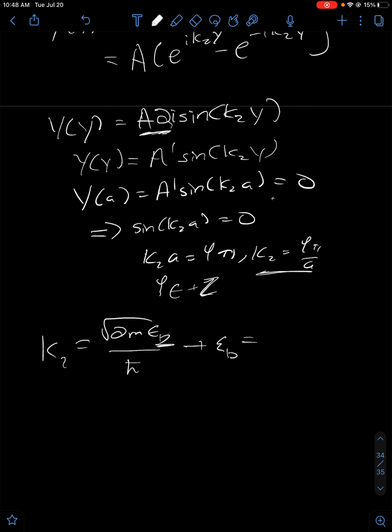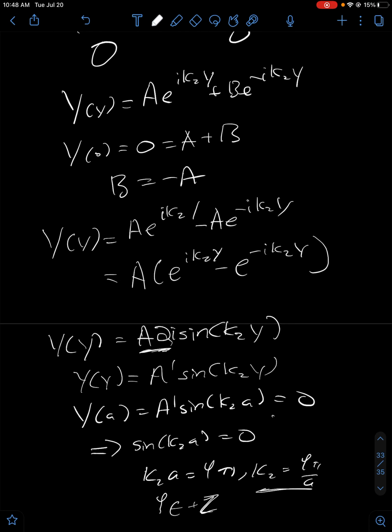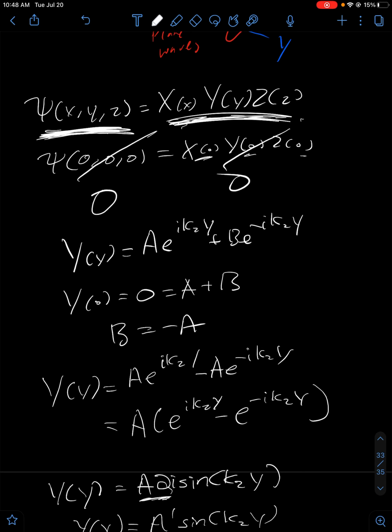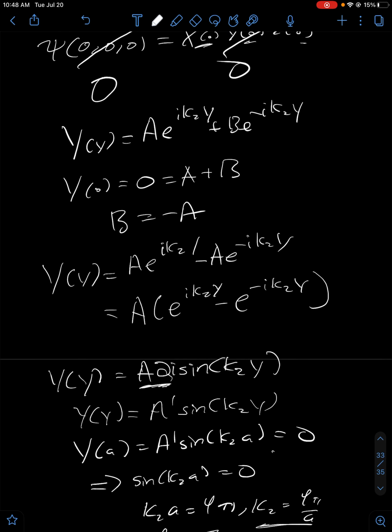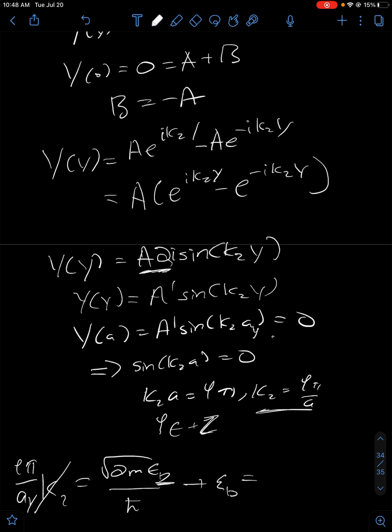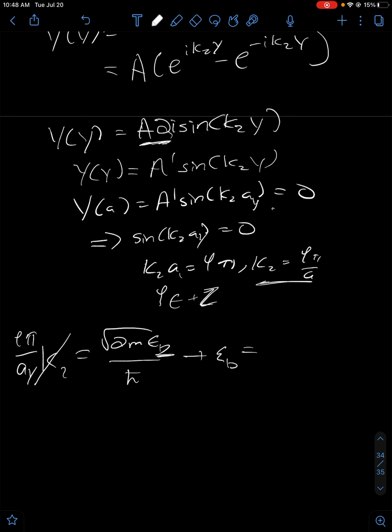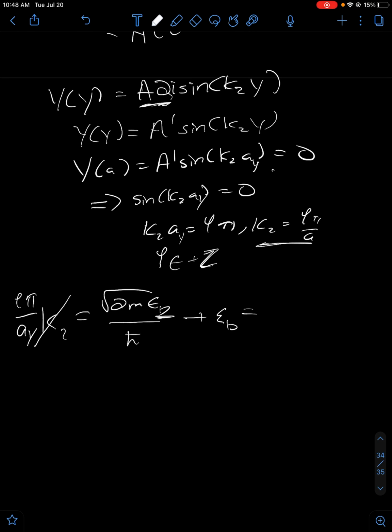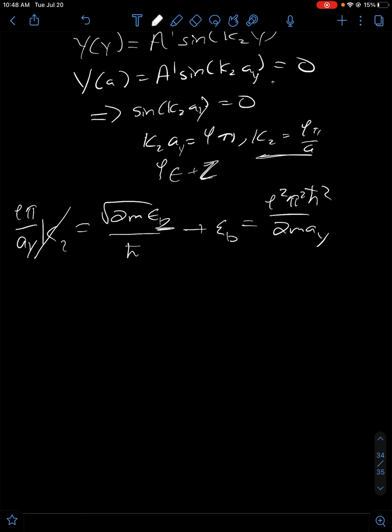So epsilon b would be, once we actually plug in k as L pi over ay. By the way, I forgot to mention, but this should be ay that we plugged in instead. So we get epsilon b is L squared pi squared h bar squared over 2m ay squared. And that is our epsilon value.